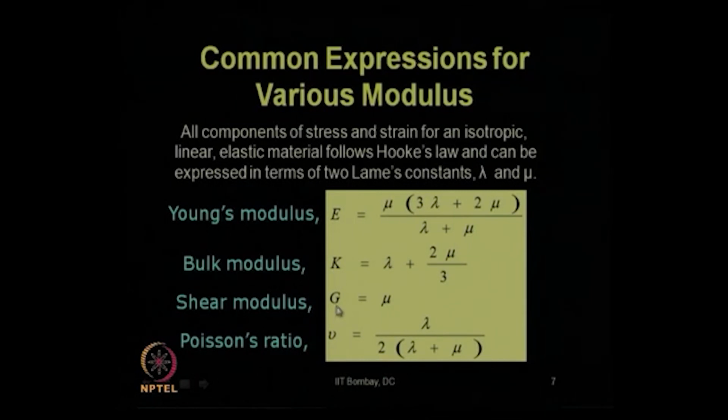Shear modulus G is nothing but mu itself, and Poisson's ratio nu is given by lambda divided by 2 times lambda plus mu. So, these are the common moduli and Poisson's ratio expressed in terms of Lame's constants, which are very useful for any mechanics oriented problem we are handling. Like in soil mechanics also, we handle these constants.